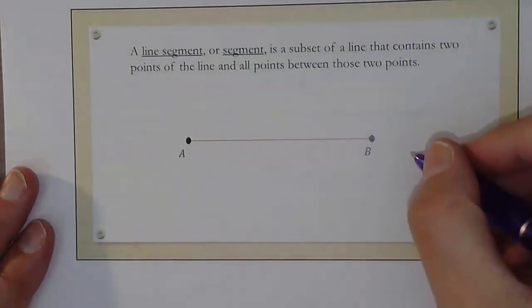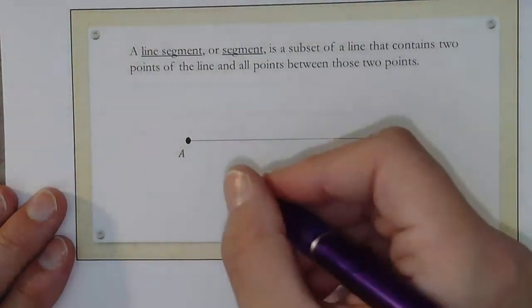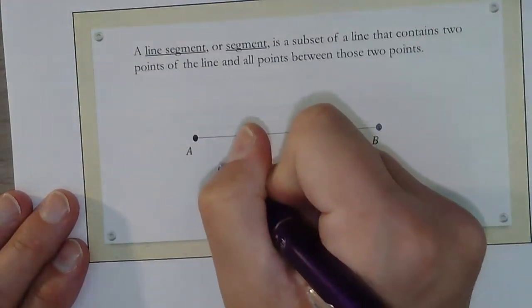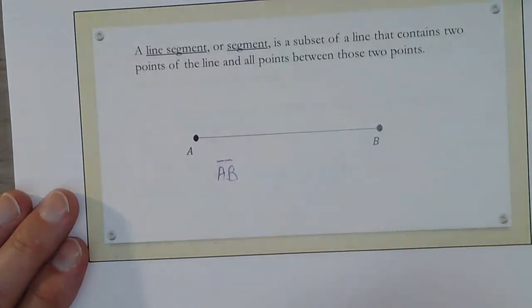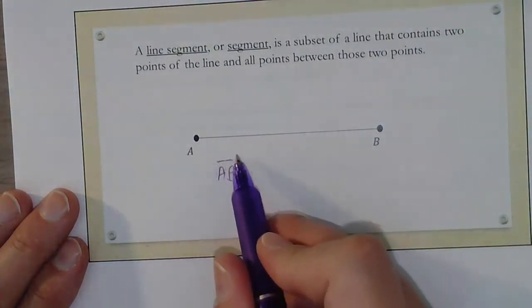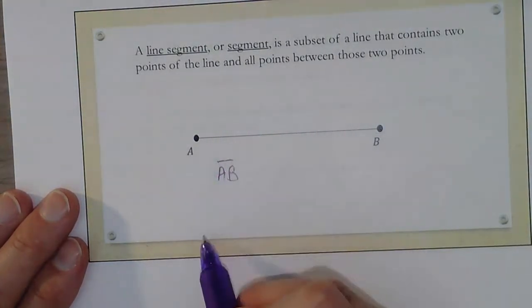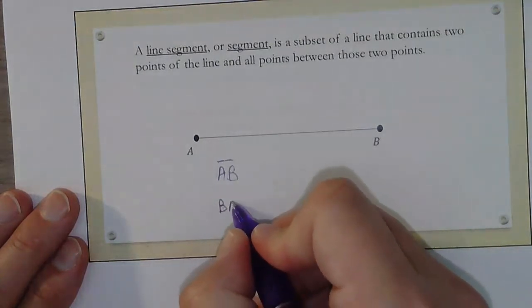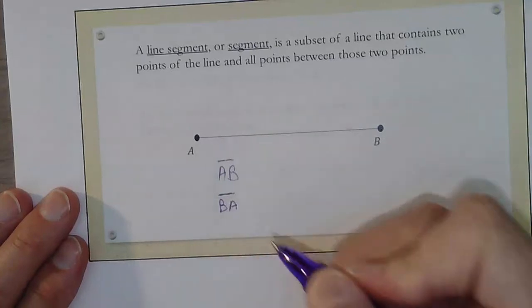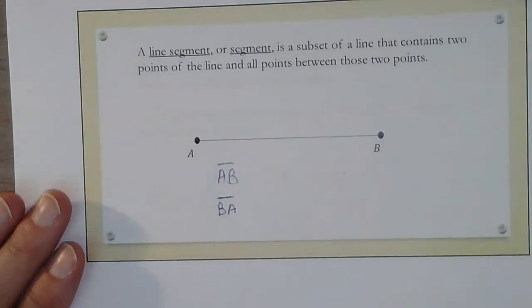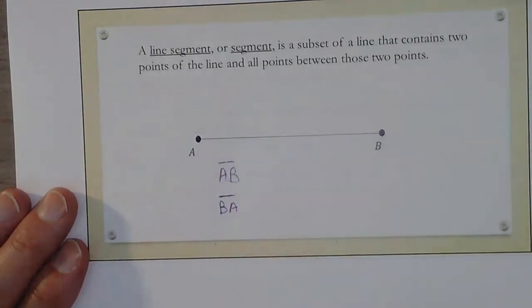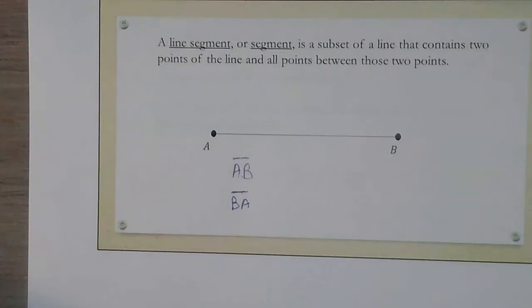Now this line segment can be written A, B with just a little line over it. Notice I no longer have the arrows above it. Or it can be written as BA. Just make sure that you do not put the arrows above it. Okay, because we no longer go forever in both directions.